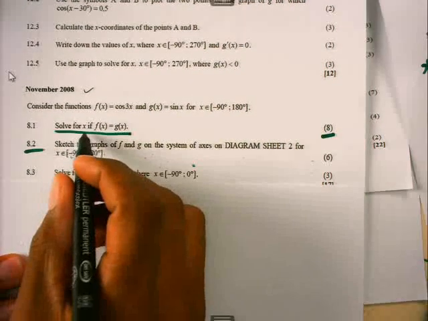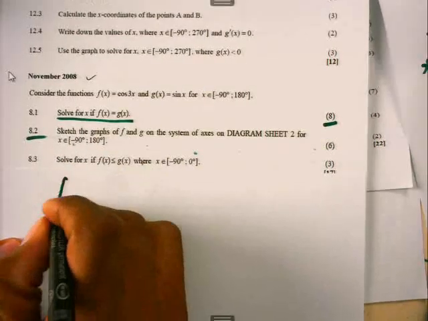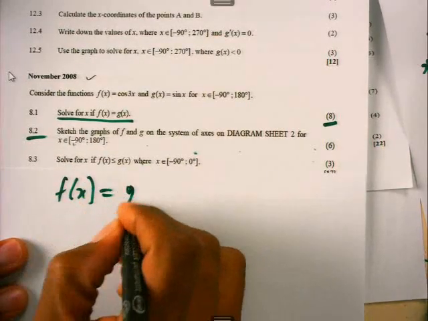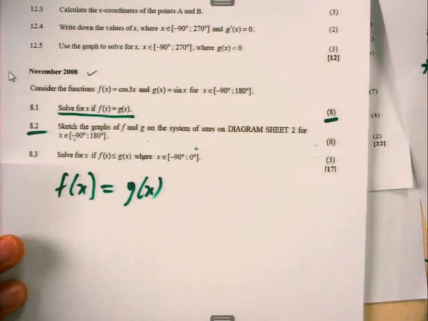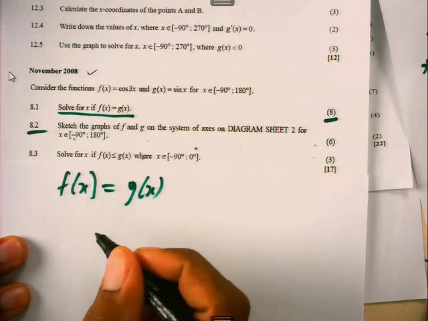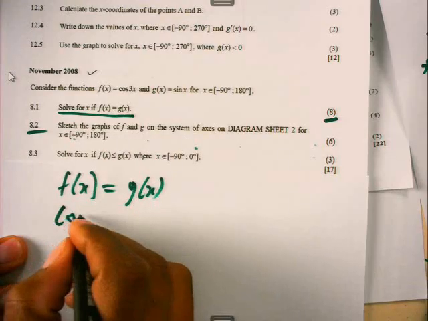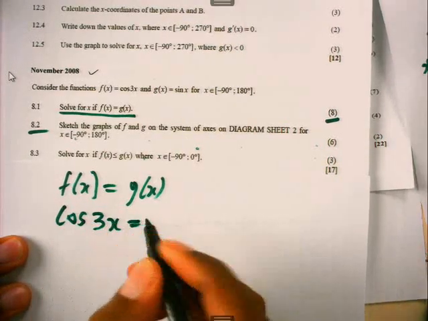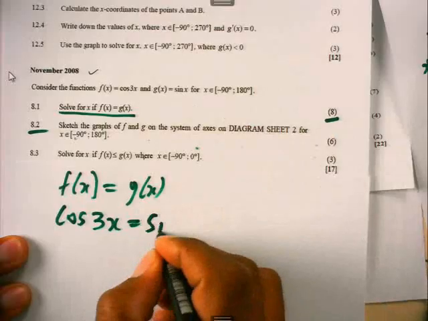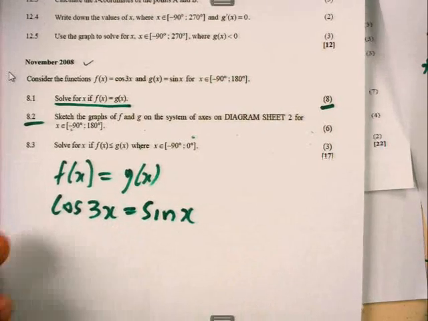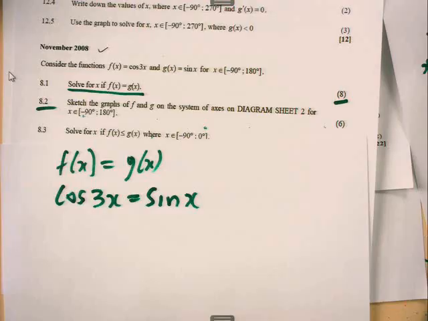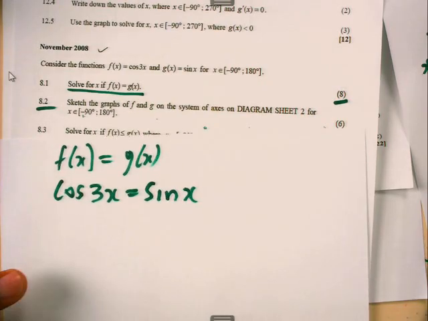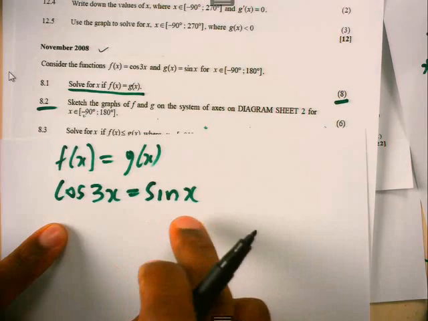Of course, solve for x if f of x is equals to g of x. Okay, now, what is f of x? It's a cos 3x. And then what is g of x? It is a sine x. Good. Now, from here, remember on the previous examples that we did there, we said make sure that everything that you are working with is either in terms of sine or in terms of cos, right? What is it that you are going to do on this one? You have cos 3x is equals to sine x.